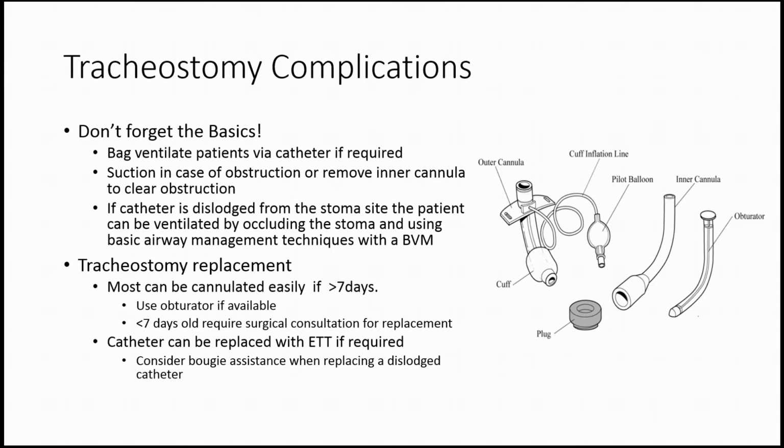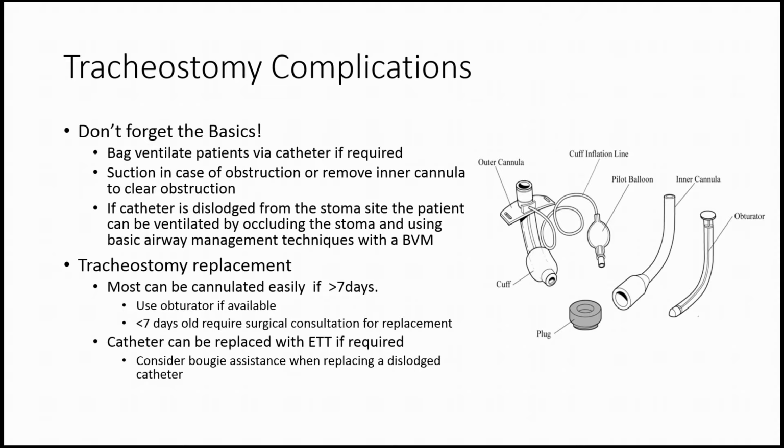Does that make sense? If it's been there for greater than a week, the likelihood of having a false track develop while you try and replace this is minimal. Anything under a week needs to be replaced by a surgical crew, okay? Because you don't have the connections established yet. The track is not established. So what you can do is push it in and create a false track, and so you run that catheter right in front of the trachea instead of into the trachea, okay?